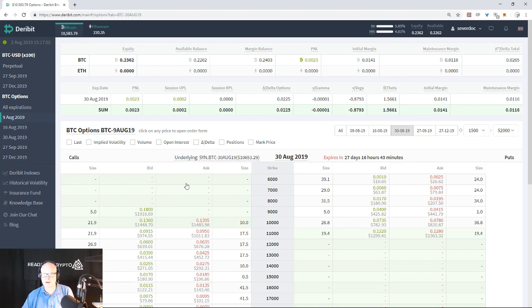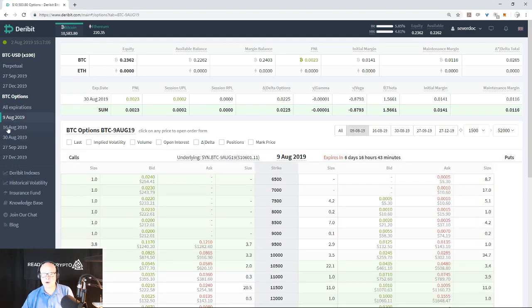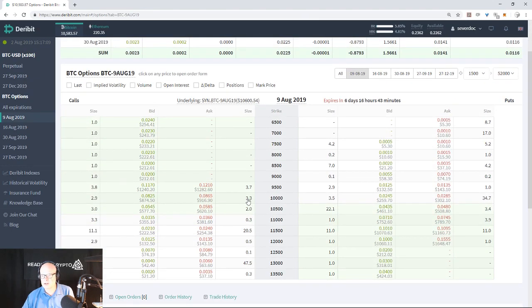So let's look at the 9 August, and we'll compare that versus the 16 August. What I want you to look at is the $10,000 call option, which is slightly in the money because the price is $10,585. The 9 August call option at 10,000 is going for about, let's say, $900. That's the 9th of August.